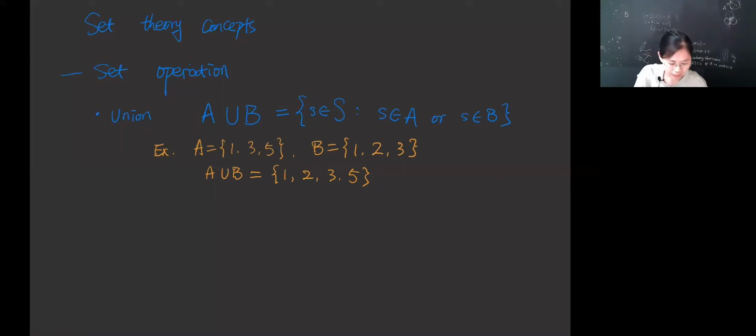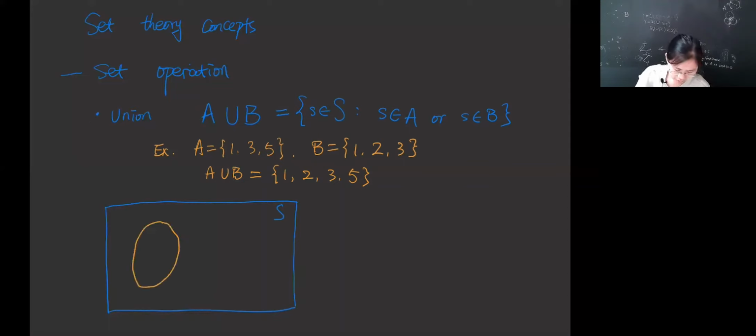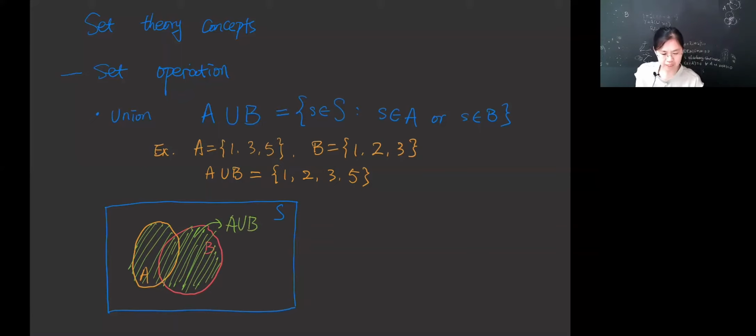And in a Venn diagram, again, we draw a big box that stands for the sample space. Let's say A is this orange colored circle, and B is this pink colored circle. Then A union B is this whole area formed by these two circles, right? This whole shaded area is A union B. That's in the Venn diagram.